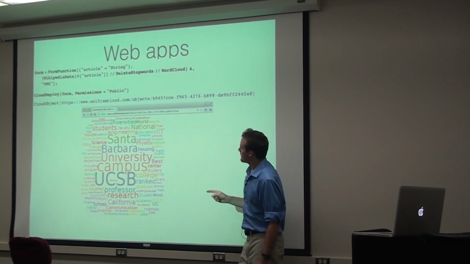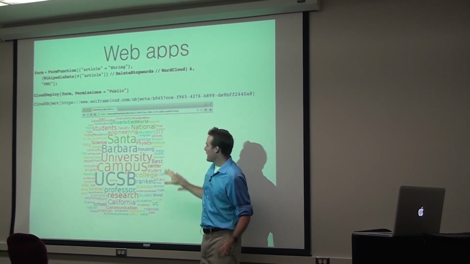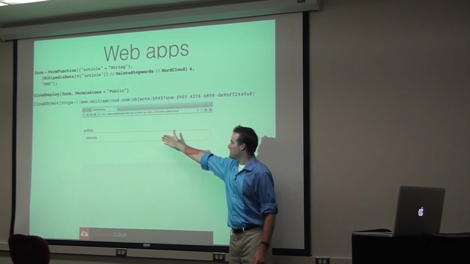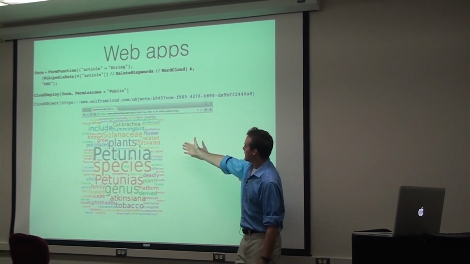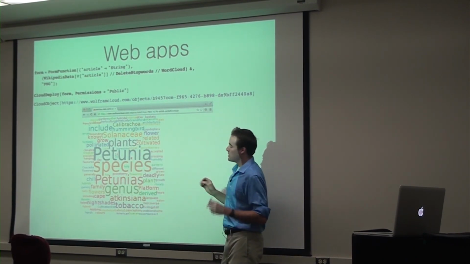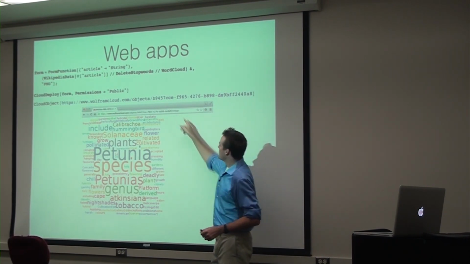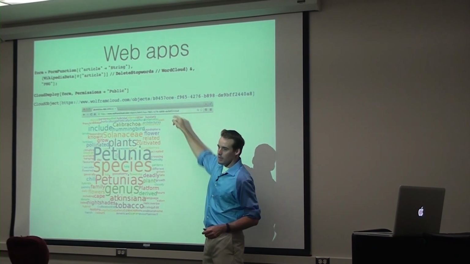The thing to note here is that anybody with a web browser can do this. So my aunt comes here, she writes in petunia, okay? And next thing you know, she's looking at a word cloud for petunias or whatever. So she does not need Mathematica. She does not need to know anything about programming. All I need to do is email her this URL, and she can use it.